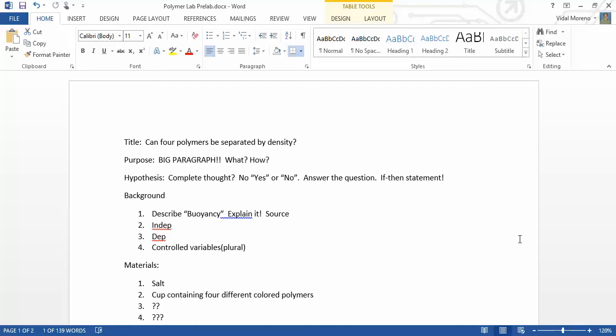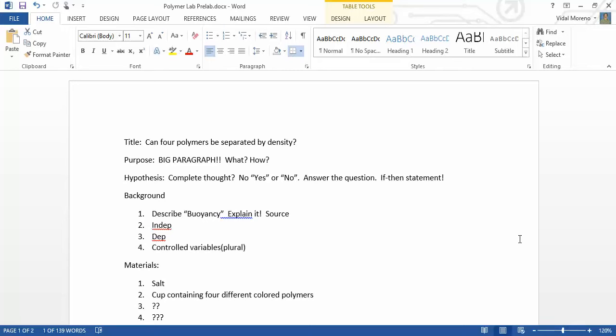Hypothesis. Yes or no, I want the answer to the question. If-then statement. What did you change? What were you changing? Remember back, what were you changing? This is not a rhetorical question. What did you change that allowed the polymers to separate?